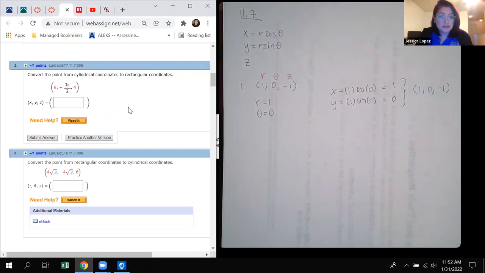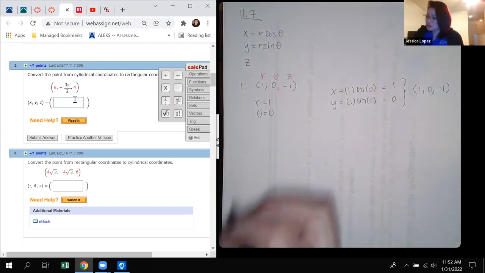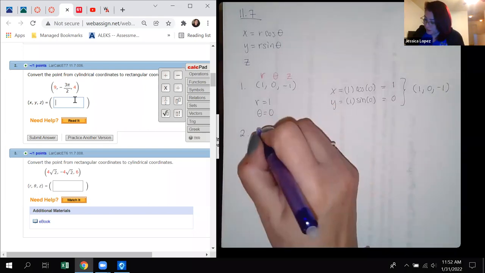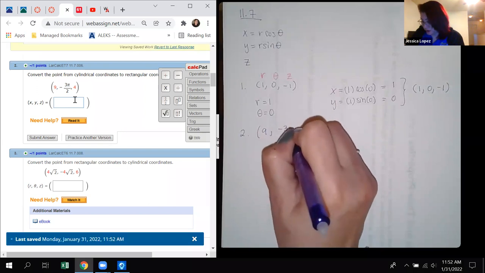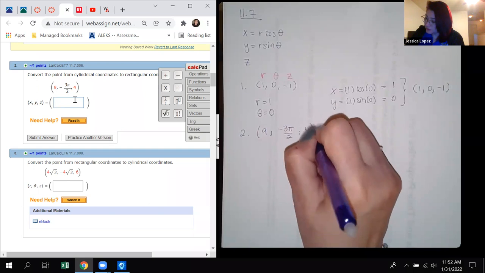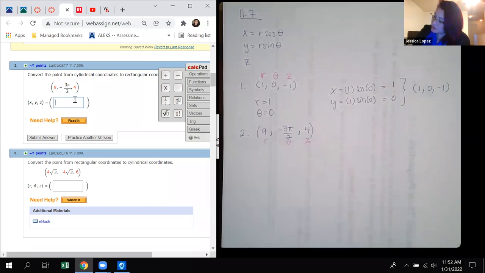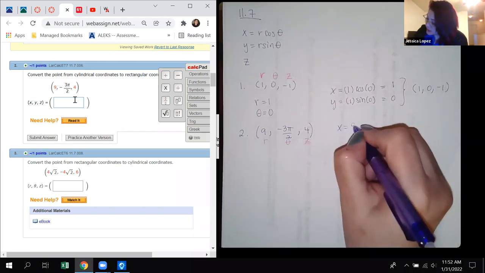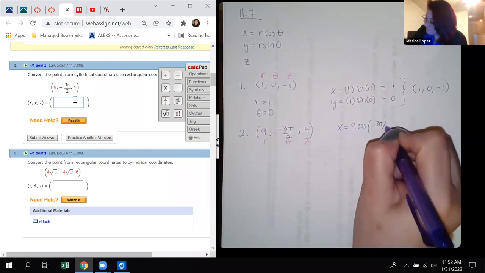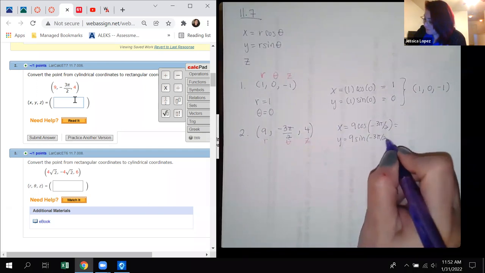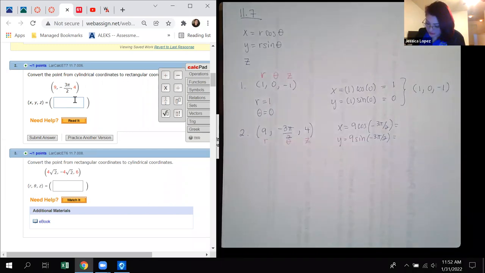And then let's move here to the second one. So now this one says, convert the point from cylindrical coordinates to rectangular coordinates. So it's the same thing, I think they gave us this problem because we don't have the angle zero anymore, okay? So they wanted you to try one where the angle was not zero. Okay, so again, you have to remember that this is r, this is theta, and this is z. So then that means that x would equal 9 cosine of this angle and y would equal 9 sine of this angle.